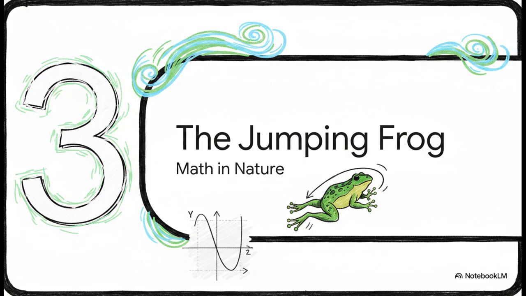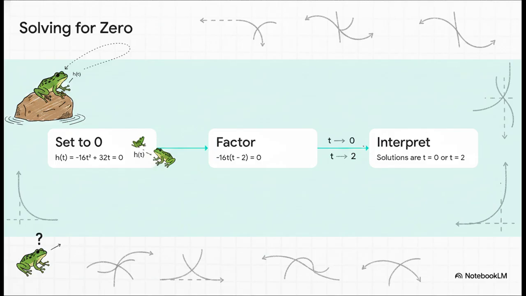All right, Section 3, the jumping frog, quadratic functions in nature. Picture this. Imagine a frog jumping off a rock. The height of that frog in feet, after a certain number of seconds, which we'll just call t, is given by the function h of t equals -16t squared plus 32t. If we want to know exactly when the frog lands, we want to know when its height is 0.